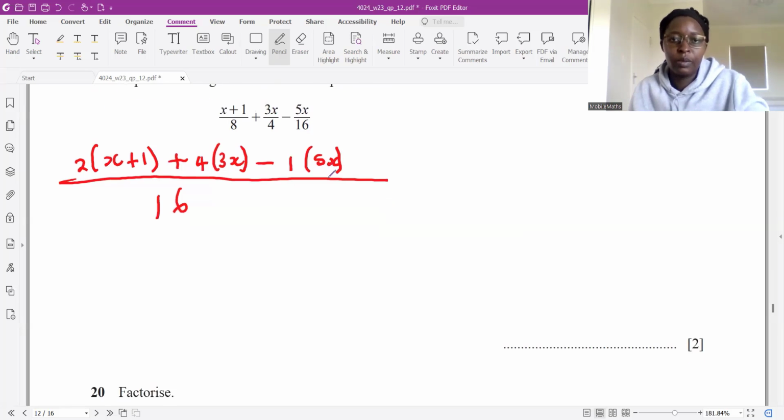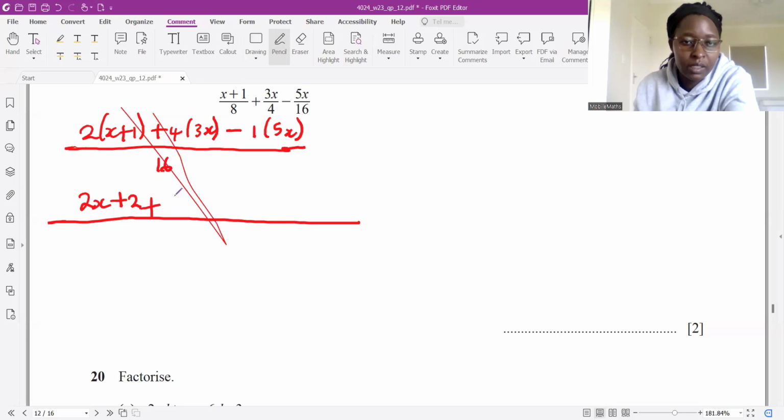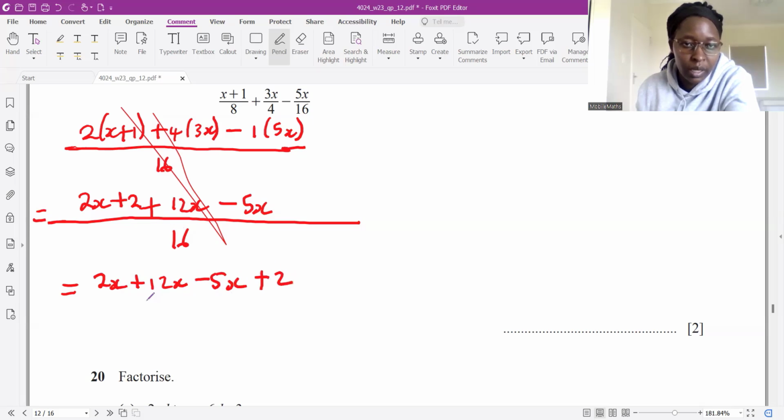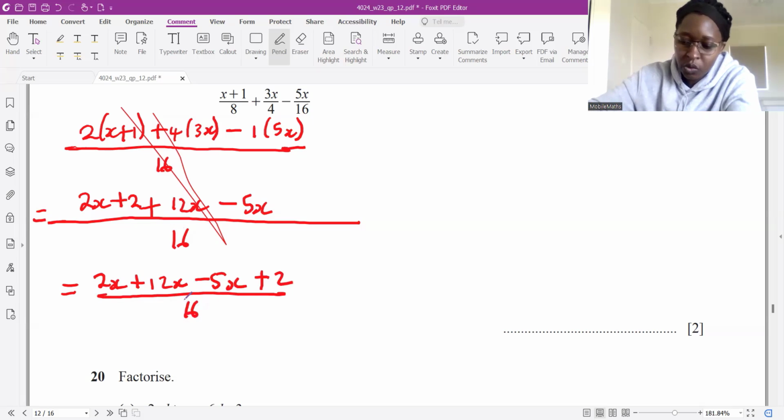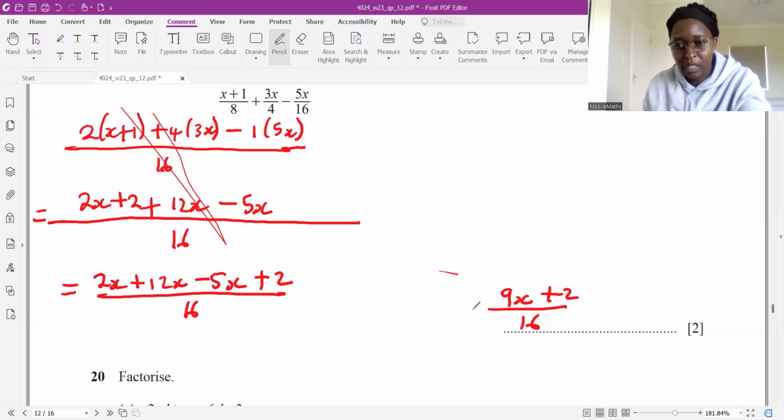Let's multiply now. This is going to give us 2x plus 2 here, plus 4 times 3x, that's 12x, then minus 5x. This is all over 16. So we combine the x values. We have 2x plus 12x, then minus 5x, then plus 2, all over 16. So 14 minus 5x will give us 9x here. 9x plus 2 all over 16 is our final answer.